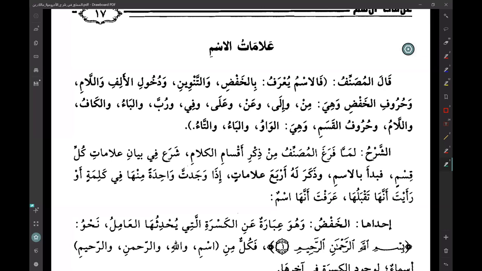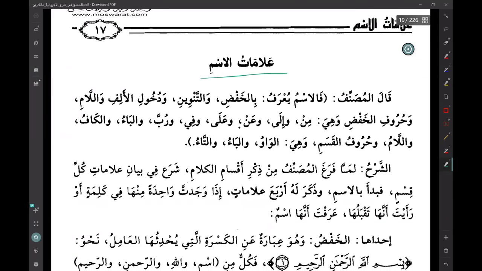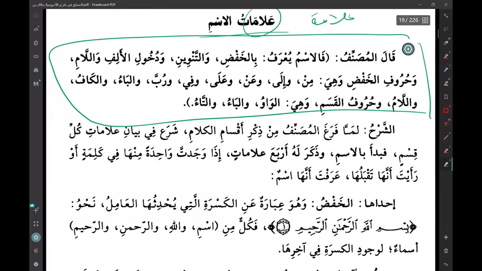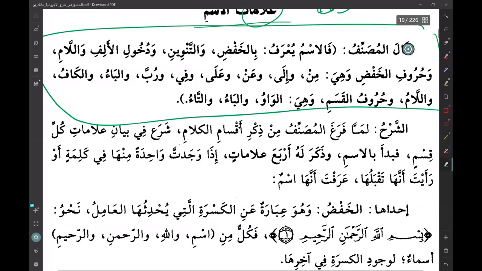Okay. So it says alamatul ism. See that word alama. So this is the plural. I just gave you alama as the singular, and alamat is plural. So the signs of the noun. This part we already read, this is what the Ajrumiyyah was saying, right? So we'll just go right to the Sharh. Sharh is the explanation. So he says, Lamma farag al musannif.